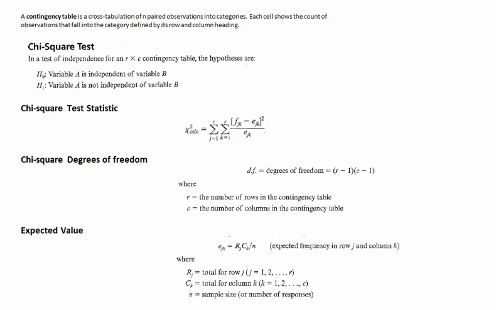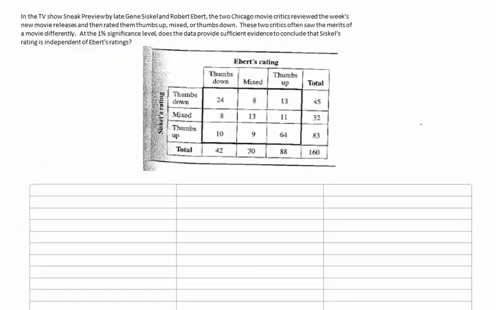So now let's take a look at an example, and we're going to do it by hand and with MegaStat. Our example problem reads, in the TV show Sneak Preview by the late Gene Siskel and Robert Ebert, the two Chicago movie critics reviewed the week's new movie releases and then rated them thumbs up, mixed, or thumbs down. These two critics often saw the merits of a movie differently. At the 1% significance level, does the data provide sufficient evidence to conclude that Siskel's rating is independent of Ebert's rating? And we have a contingency table for the problem.